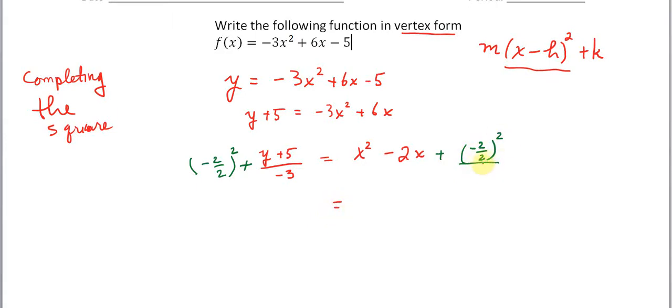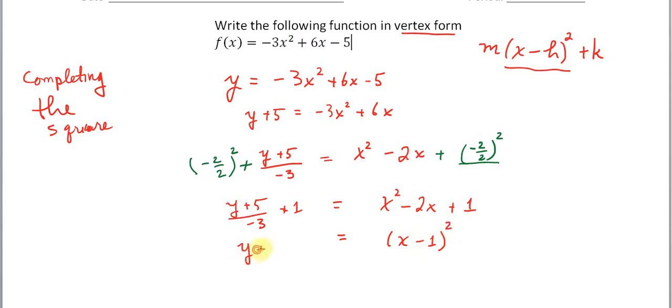So this is just 1. Negative 2 over 2 is negative 1. Square that is positive 1. So I'll just clean this up. x squared minus 2x plus 1. And then over here, we're going to have (y plus 5) over negative 3 plus 1. And on the right side, this factors into (x minus 1) quantity squared.